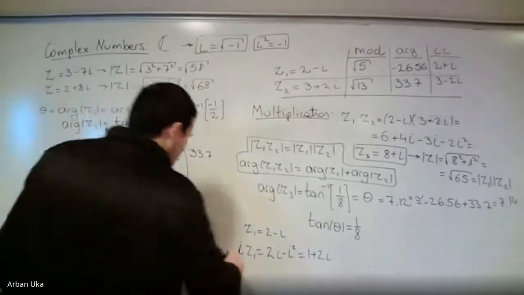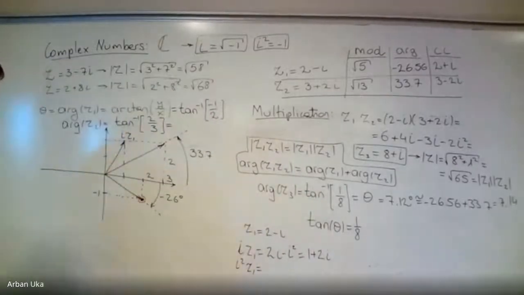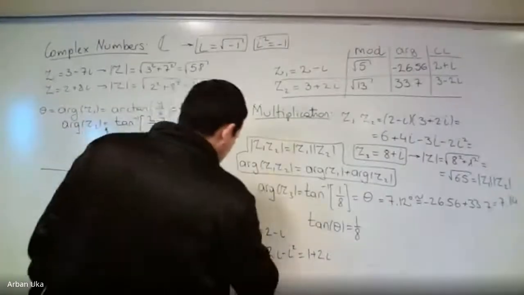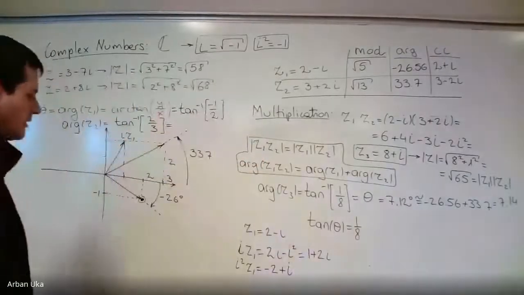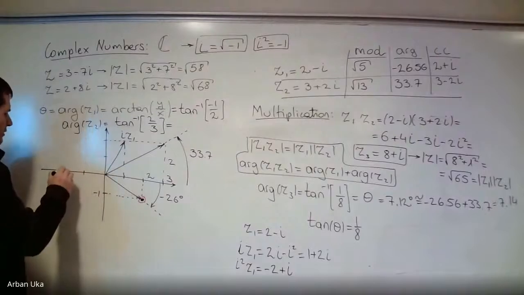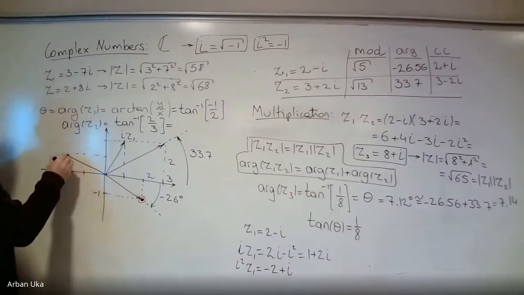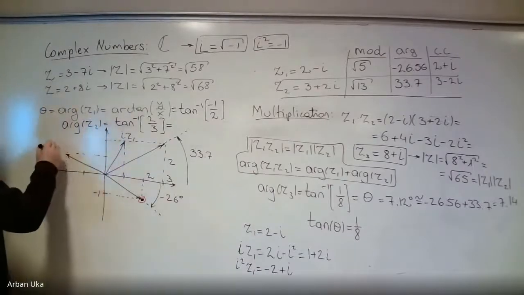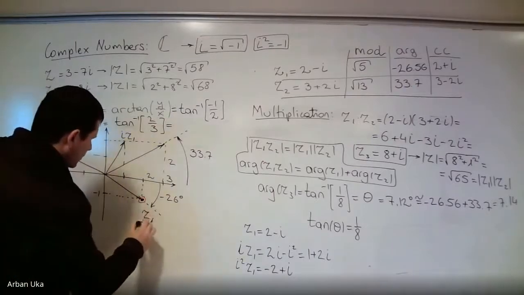What is i squared Z1? It is minus Z1, which is equal to minus 2 plus i. So we get minus 2 plus i. We have 1 and minus 2, so we get this vector here. So this is iZ1. This is i squared Z1. At this point, let's not forget, this was Z1.